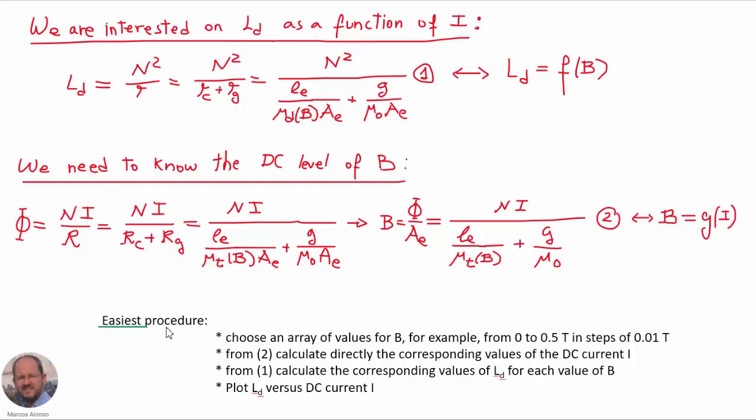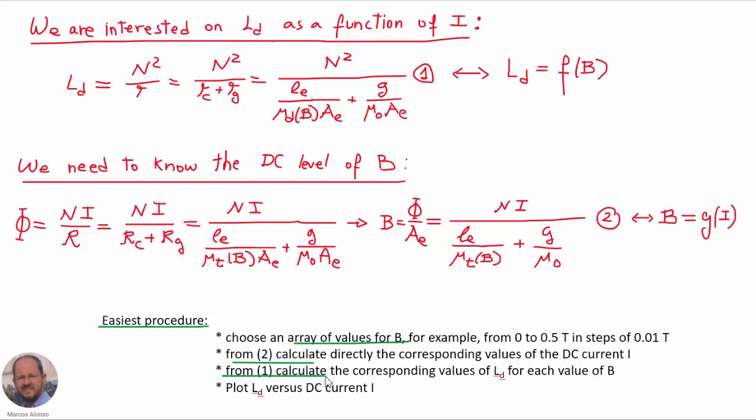The easiest procedure that we can implement is as follows. We first choose an array of values for B, for example from 0 to 0.5 Tesla in steps of 0.01 Tesla. Then, using equation 2, we can directly calculate the value of the current that we are going to have for each value of the magnetic flux density B.